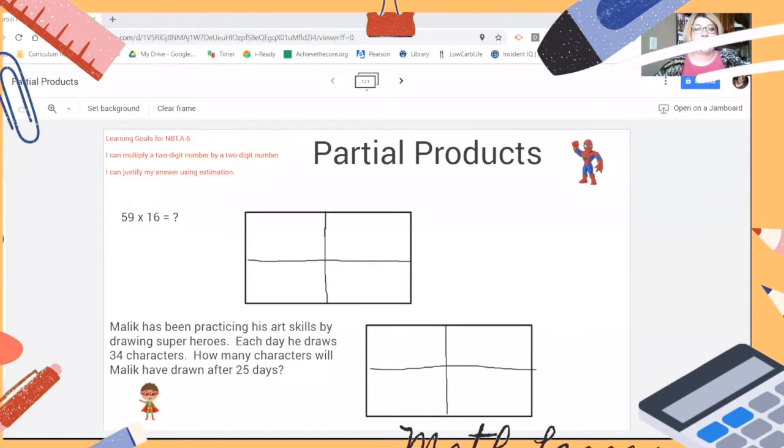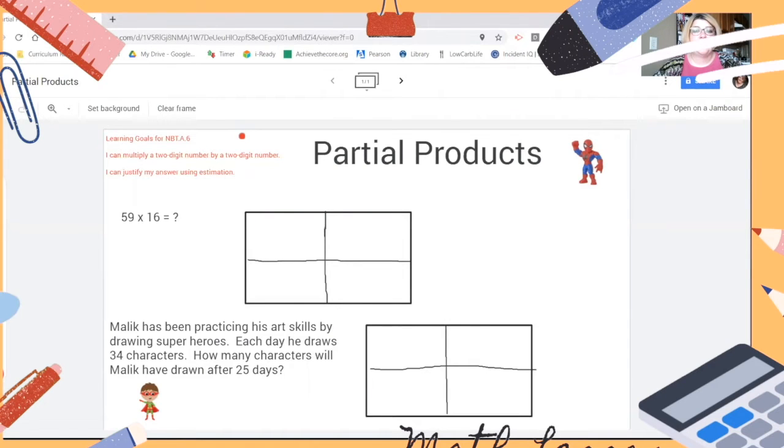You will notice at the top of my screen, right over here in the red, I have put our learning targets for today. Our learning target for today is following standard NBT A6. I can multiply a 2-digit number by a 2-digit number, and I can justify my answer using estimation. It's important that we use estimation so that we can try to make sure that our answer is not too crazy and that we are on the right track.